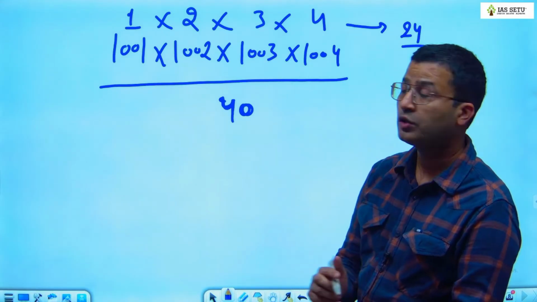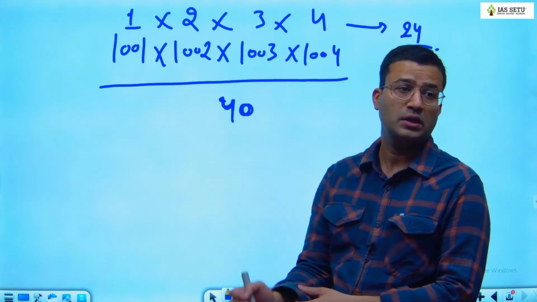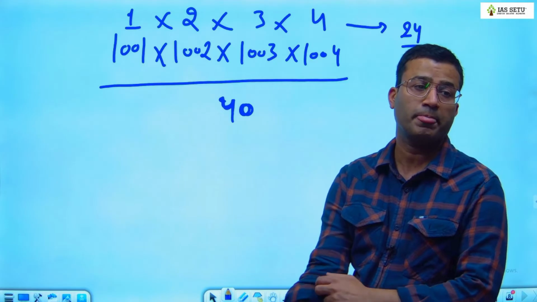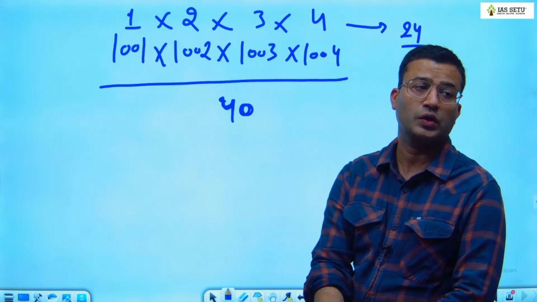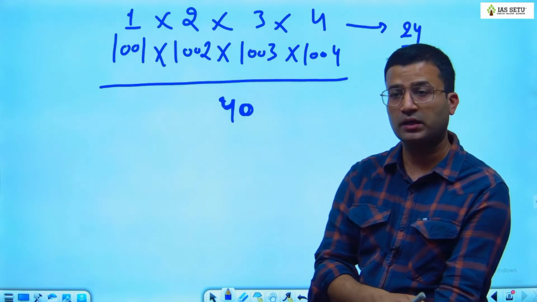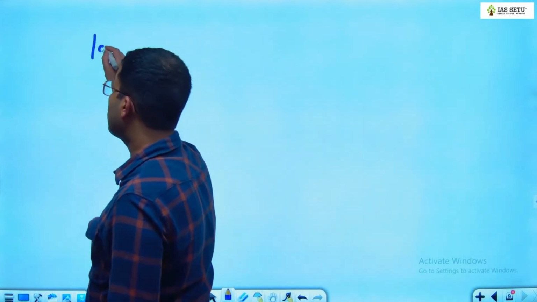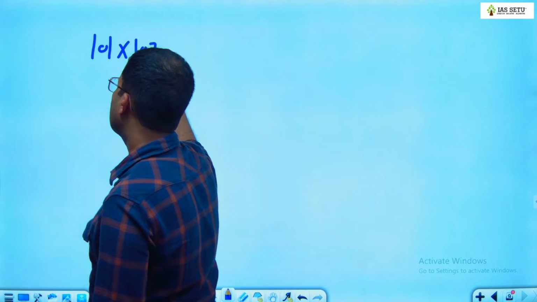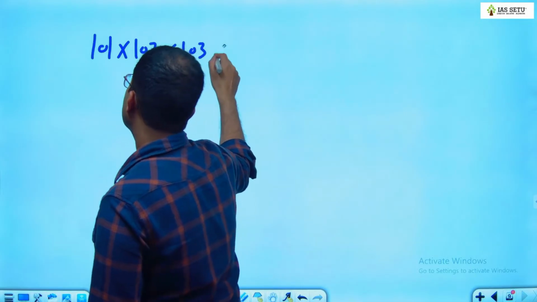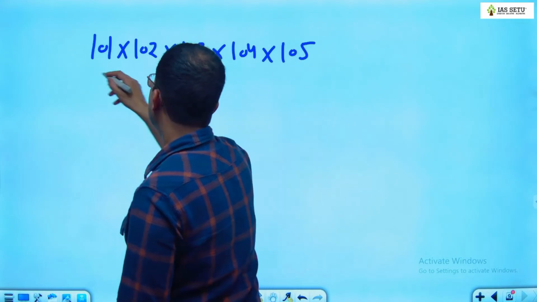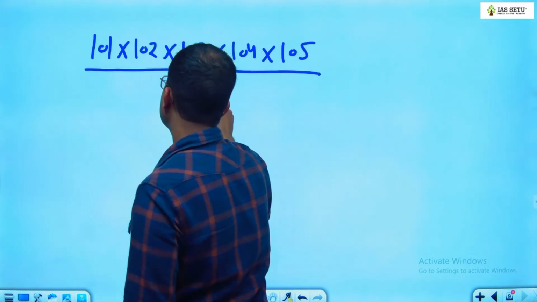मल्टीप्लाई क्यों कर रहे हैं? क्योंकि इसमें मल्टीप्लिकेशन दिया था. अगर एडिशन होता तो एडिशन करते, जो हमने रिमाइंडर थ्योरम 1 में किया था. We have to take care of the symbol. Now here 101 into 102 into 103 into 104 into 105 divided by 25.